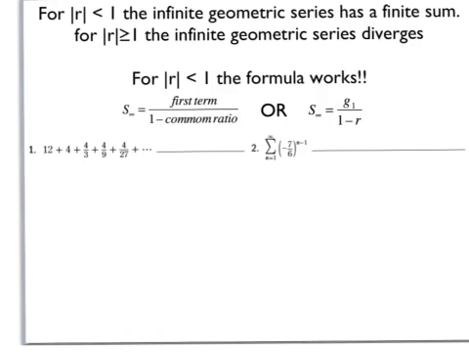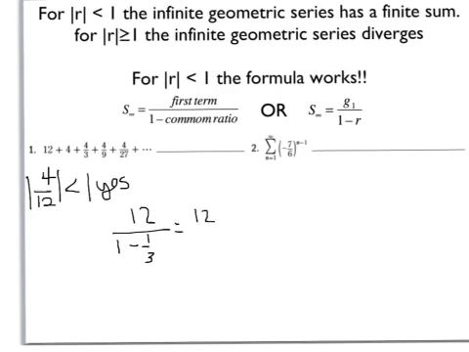So let's take a look at our first thing here, and we're going to check absolute value of 4 divided by 12 less than 1. Yes. So this is what we're going to do. We're going to apply the formula. First term, 12, over 1 minus 1/3, because that's what 4 over 12 is. This becomes 12 divided by 2/3, or 12 times 3/2, which is 18. That's what that adds up to.